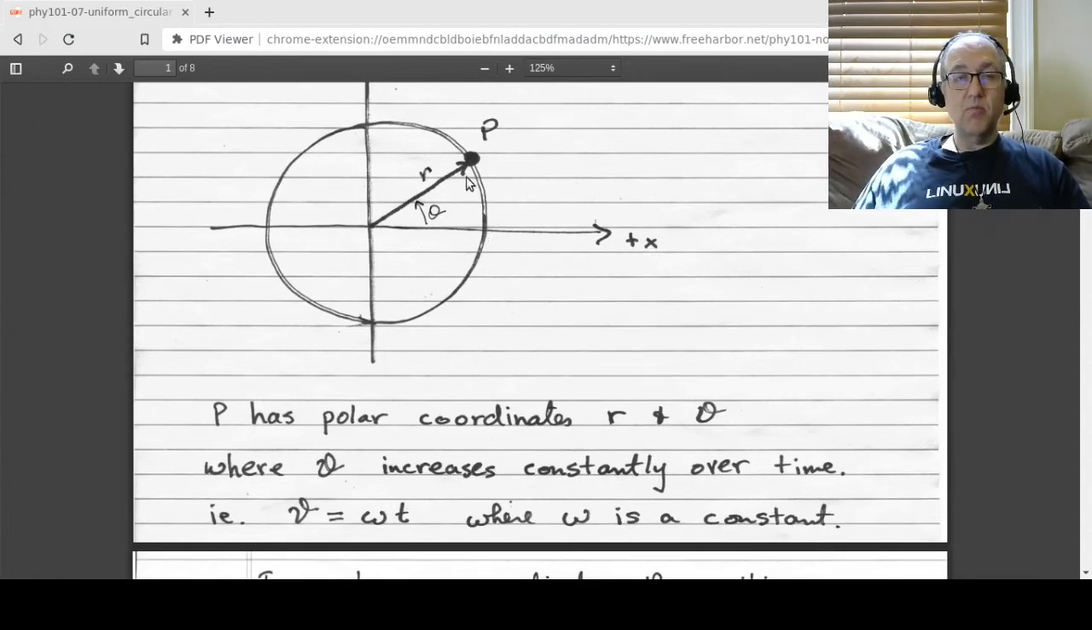And I think you can picture that what that means is that this object P is going to move along the circle, along the perimeter of the circle at a constant speed, okay? And so theta is equal to omega t, where omega is a constant, is how theta increases over time. So R constant, theta increasing linearly over time, that's a description of uniform circular motion mathematically, okay? And so there's the beginning of our kinematics.